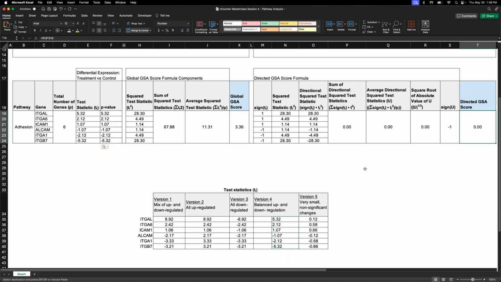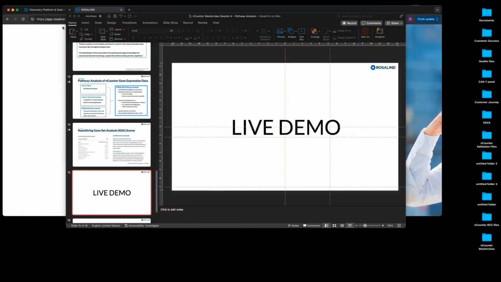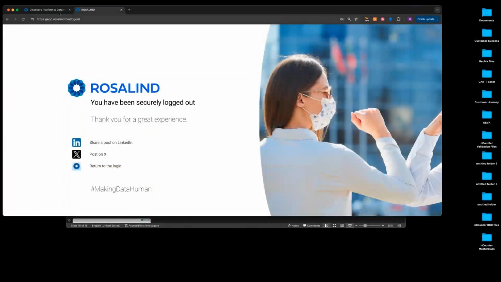So that's a lot of math that I just went through. Hopefully that's starting to resonate with all of you. I think when we look at some real examples in the platform, it'll make a little more sense. So let me do that now. I'm going to jump to Rosalind, and let's walk through a data set and look at these GSA scores, but also what the intelligence capabilities in the platform bring. So bear with me as I transition over.